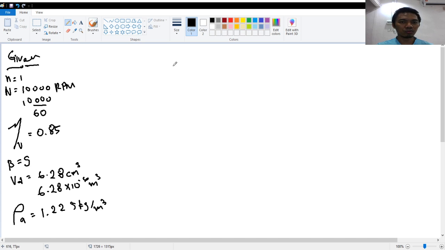Okay, the question asks you to find what? Let me change to red here. Find the mass flow rate of air and the mass flow rate of fuel. These two are worth 2 marks, which means if you get this correct, it's 1 mark, and if you get this correct, it's another 1 mark.